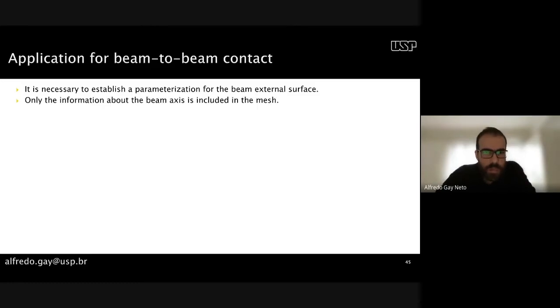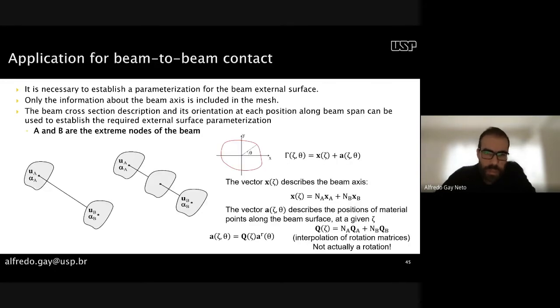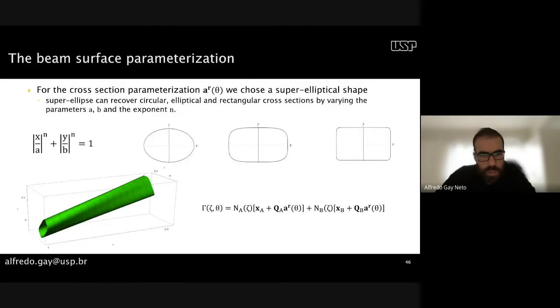Then we applied all this for beam-to-beam contact, using some parameterizations for beams to show the external surfaces of the beams and so on. Here are some examples of parameterizations to show the beam's external surface. I will not go into details here.